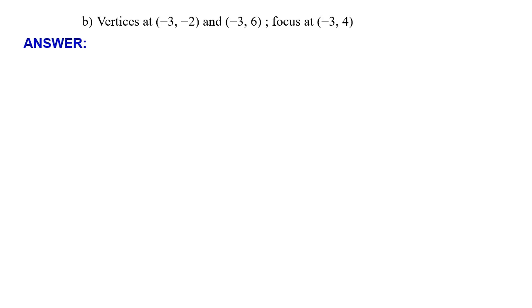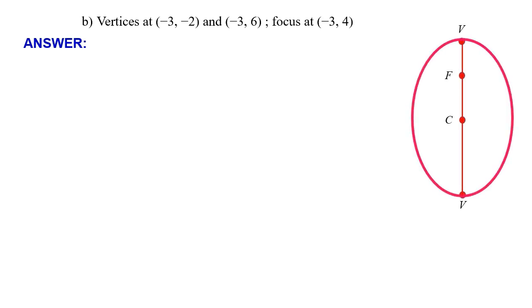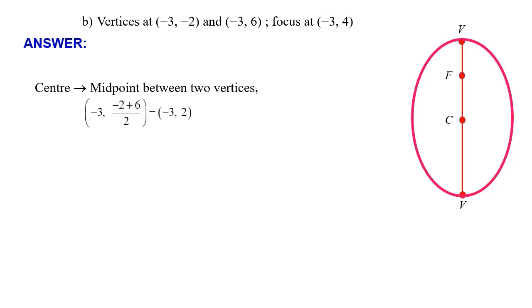Vertices at (-3, -2) and (-3, 6), and focus at (-3, 4). From the information given, we notice that the change here is at y, so our shape is a vertical major axis. First we find the center. Since we know the two vertices of the major axis, the center would be the midpoint between them. There is no change at x, so at y: negative 2 plus 6 over 2, so we got the center (-3, 2).